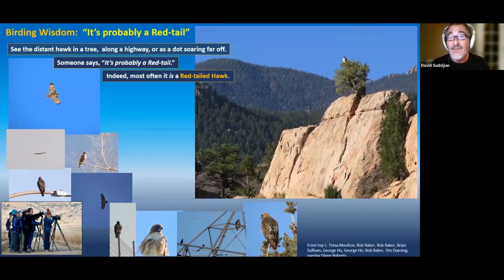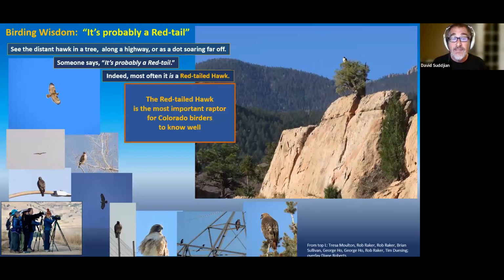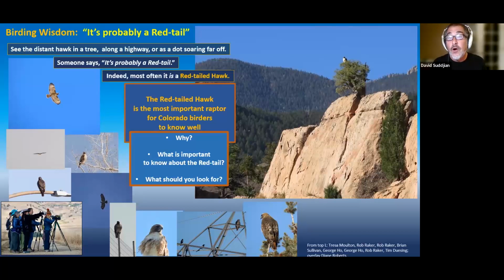That's certainly the case here in the Denver metro region and along the Front Range and over much of Colorado. And most often it is a red-tailed hawk. So the red-tailed hawk is the most important raptor for Colorado birders to know well. And tonight we're going to go into this Bird Bomb, kind of figure out why that is and what's important to know about the red tail. What should you look for?